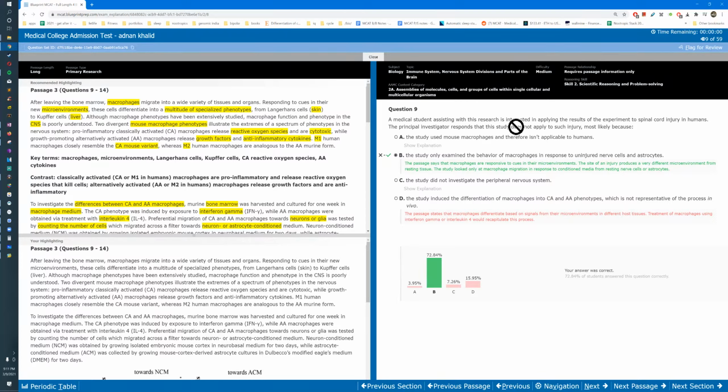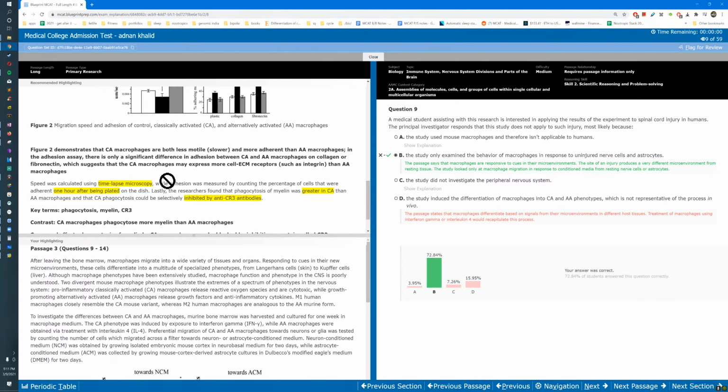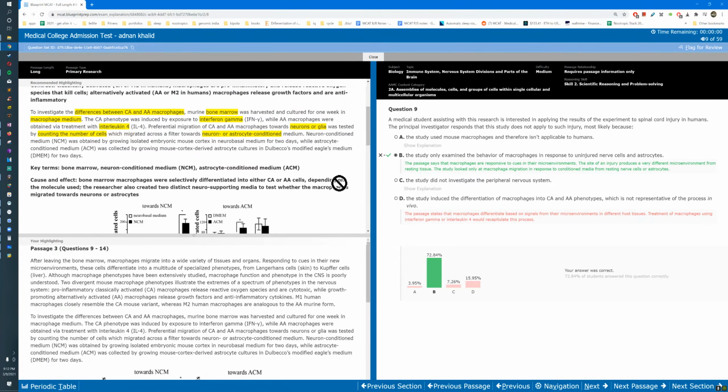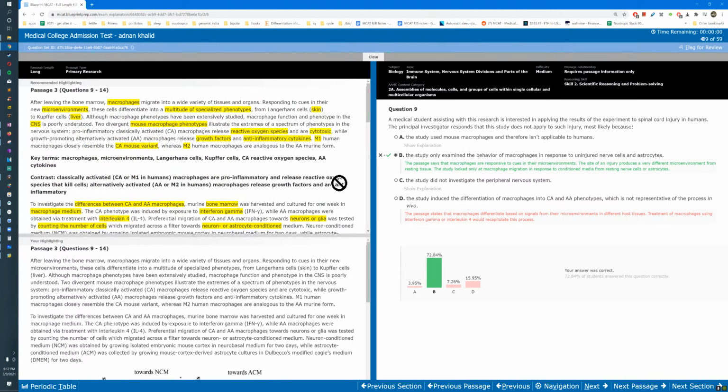Okay, so they're basically talking about this entire experiment, and they don't talk anything about any experiments being done on, like, injured nerve cells. And it says in the question stem, this random medical student wants to apply the results to spinal cord injury in humans. But you can't do that because the study only did it in response to uninjured ones.